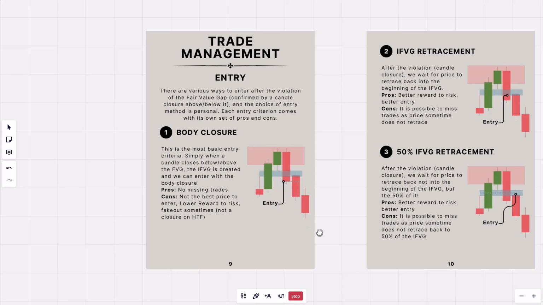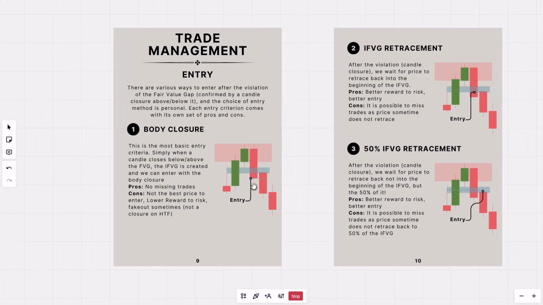What is the advantage of this one, or the pros? You're not going to be missing trades. The cons of this: it's not the best price to enter. It's going to give you a lower reward to risk, and sometimes it's actually a fake out because we're only looking at one specific time frame. So this could be a fake out and only a weakness on the higher time frame.